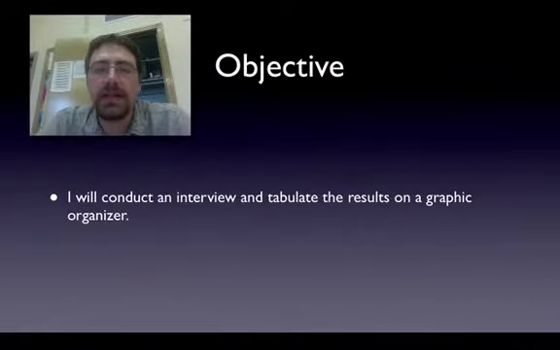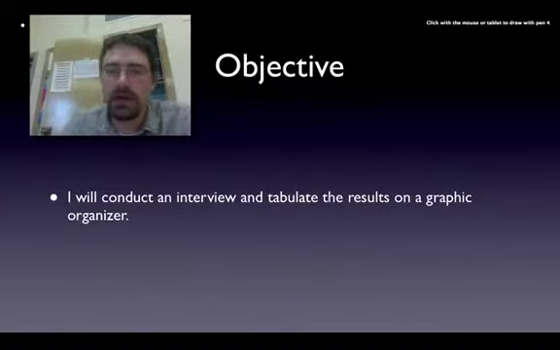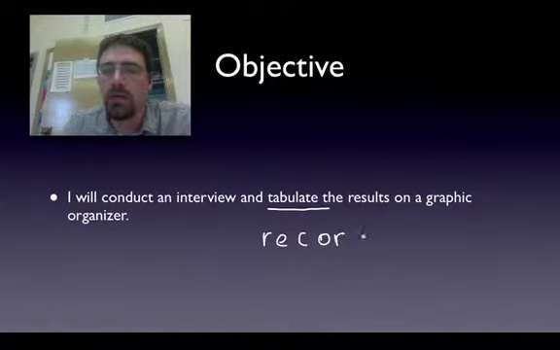Your objective today, when you're done with this lesson, is that you will conduct an interview and tabulate the results on a graphic organizer. Just in case you're not sure, there is one tricky word there, and that's tabulate. Tabulate just means record or write down. But I wanted to give you guys the real word, so write down.